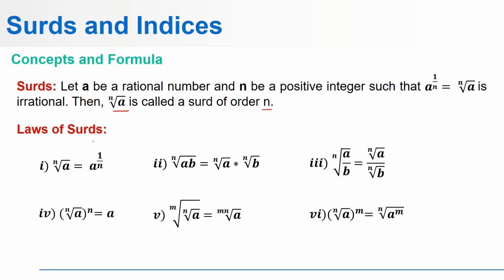Next, let us see the laws of surds. Nth root of a is equal to a power 1 by n. Similarly, nth root of the product ab is equal to nth root of a into nth root of b. Similarly, the division formula. And nth root of a raised to power n is equal to a. Next, nth root of a is equal to mn root of a. Next, nth root of a raised to power m is equal to nth root of a raised to power m. So here the power can be brought inside the nth root. This is about the laws of surds.